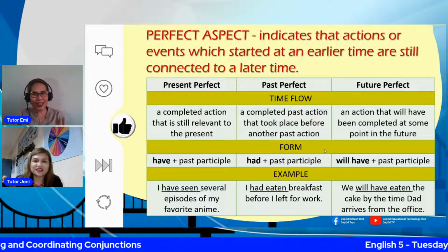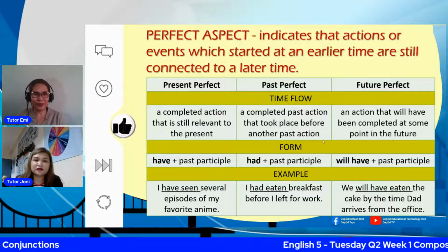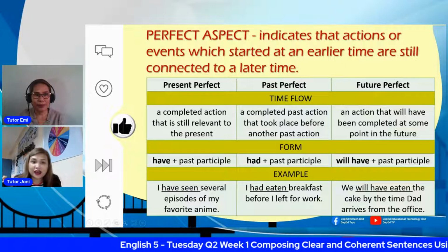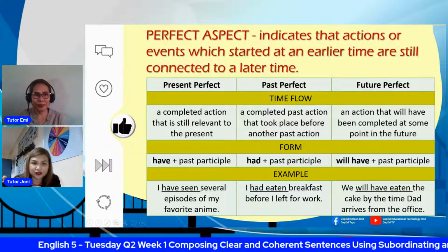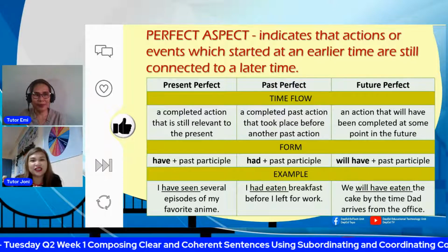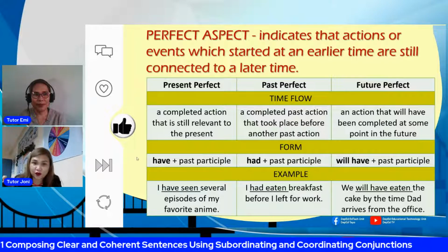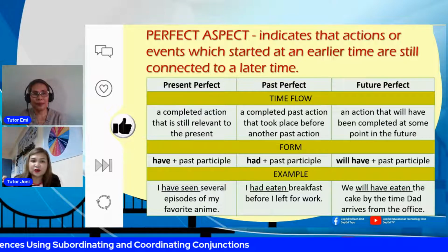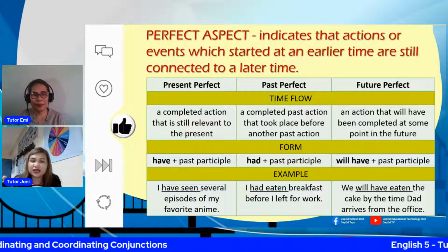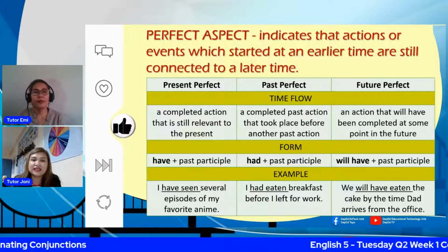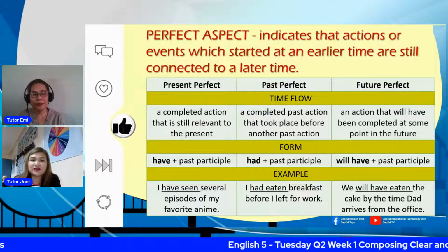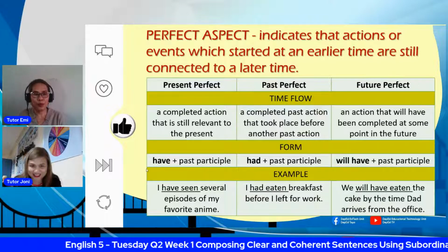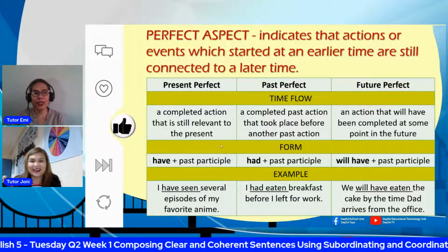Okay, now let's have the third, the future perfect. You have the action that will have been completed at some point in the future. So it might be complicated, but just follow this form: will have plus past participle. You can say, we will have eaten the cake by the time dad arrives from the office.